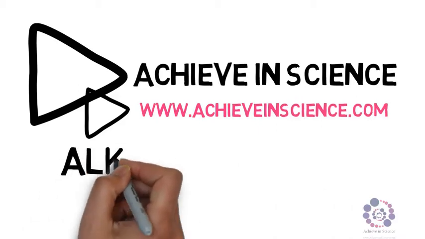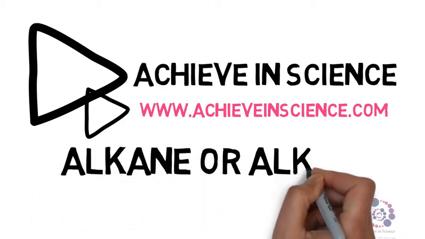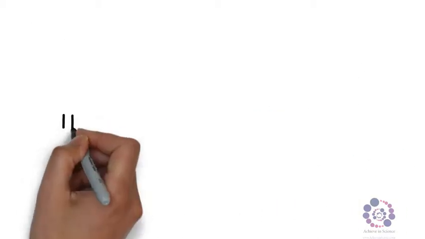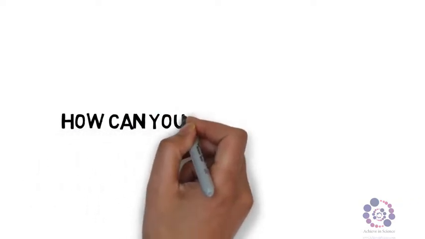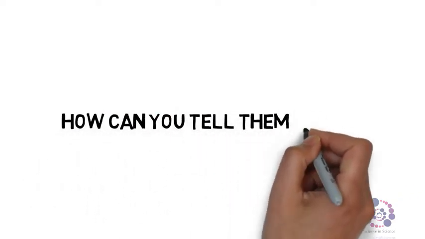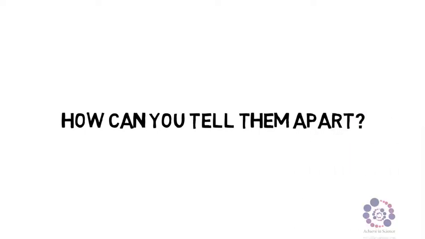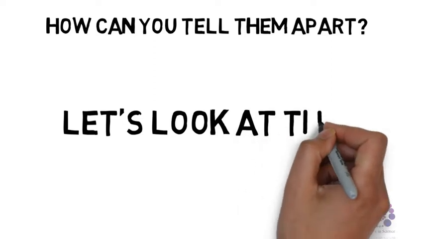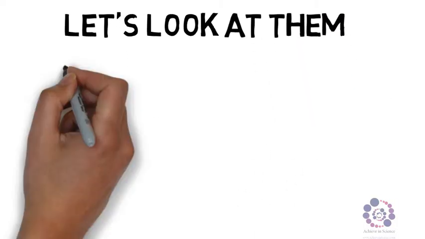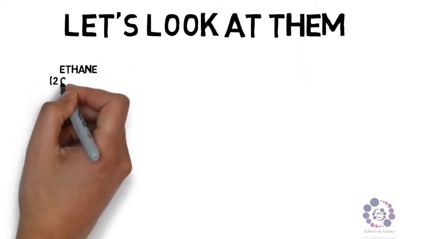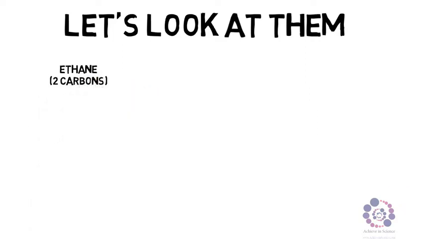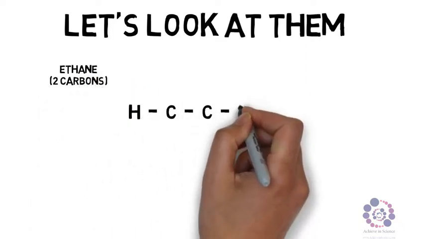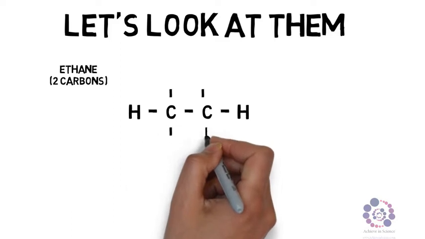This video is going to look at the differences between alkanes and alkenes. Well, first of all, how can you tell them apart? Well, for this what we need to do is we need to look at their structures. So if we take two examples, if we take ethane in the first case, ethane contains two carbons. We can draw its displayed formula, and if we draw its displayed formula it will look as this.